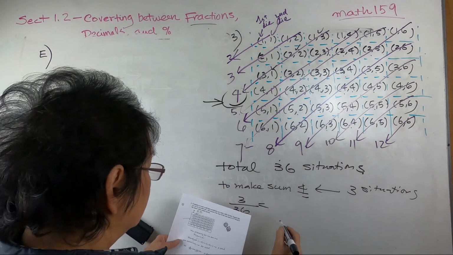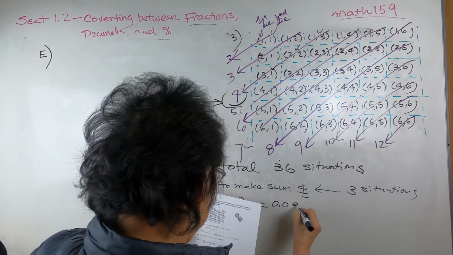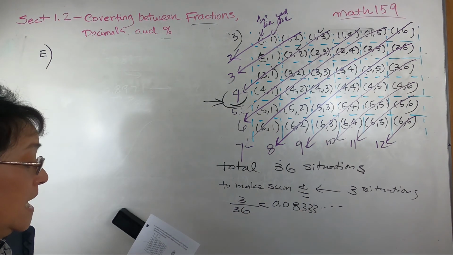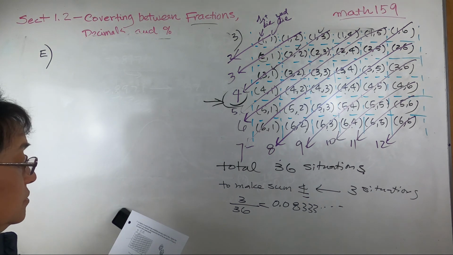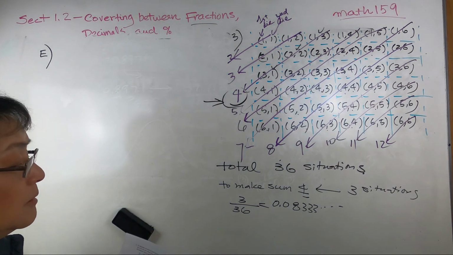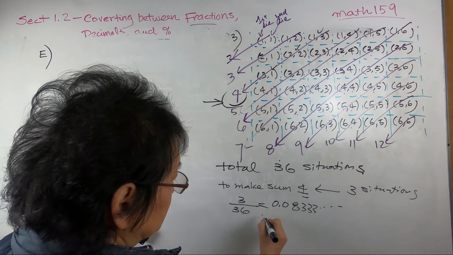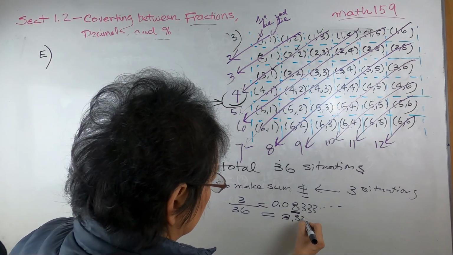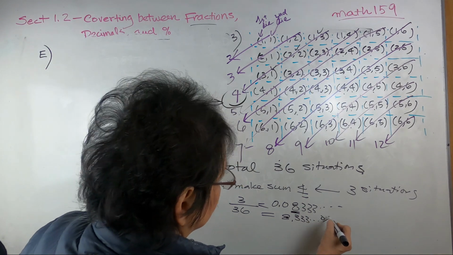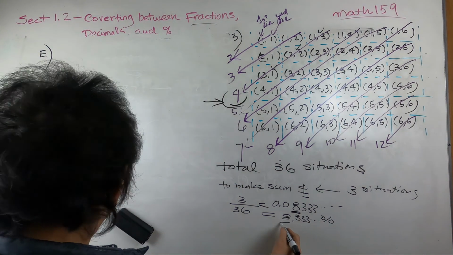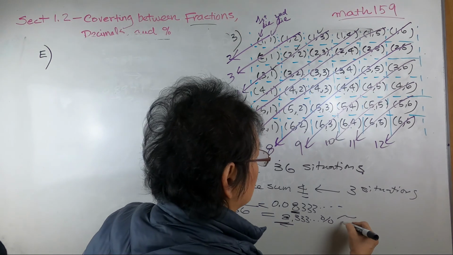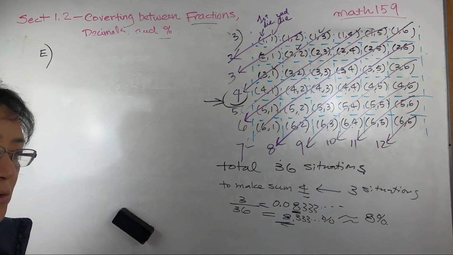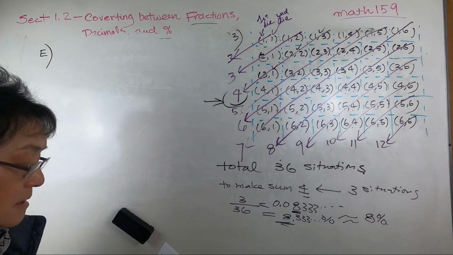Then you divide, and you have 0.0833. Then it asks you to round it to the nearest whole number percent. So you change it to a percent first, which is 8.333%, right? Then round it to the whole number, that will be your 8%. That's how you think about it, okay?